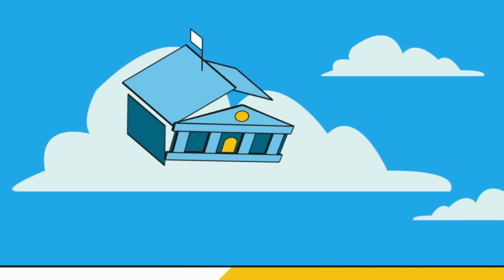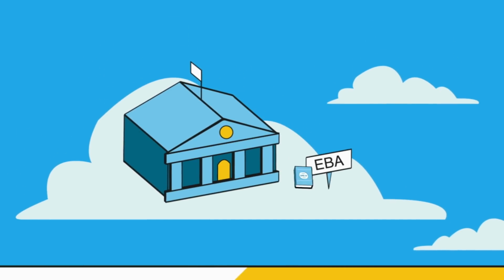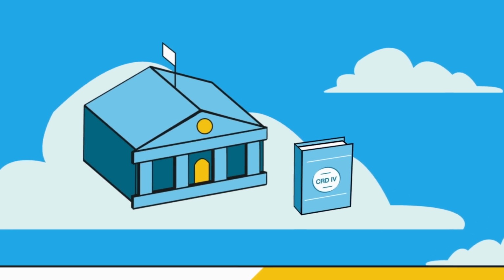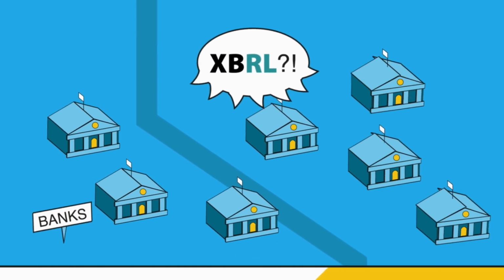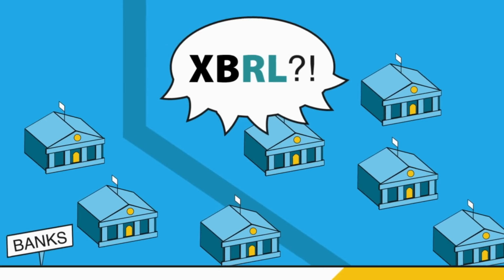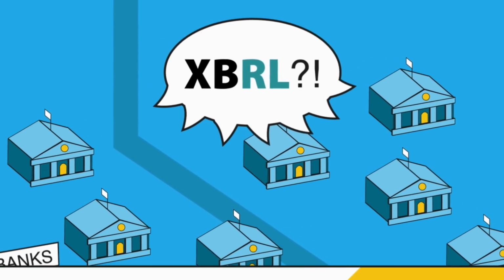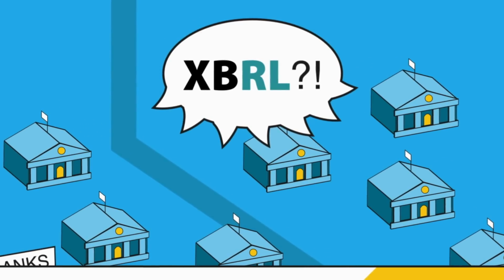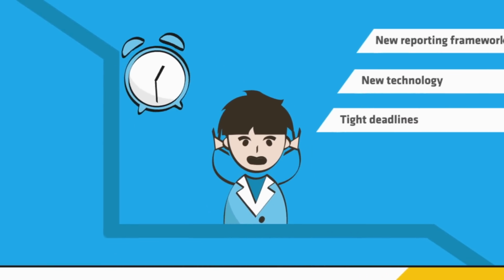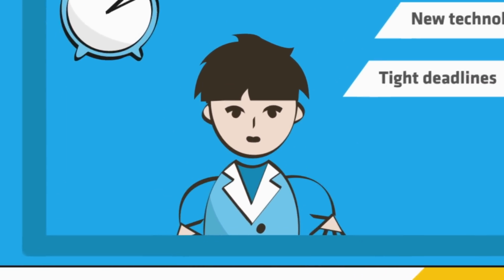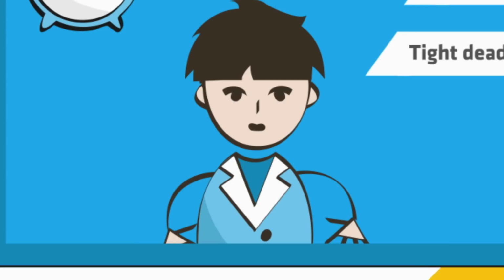And last but not least, the harmonizing effect of CRD IV also has a significant technical impact. In order to get Europe's 8,300 financial institutions and 32 national competent authorities to all speak the same language, the EBA has chosen XBRL as a standardized reporting format. New reporting framework, new technology, tight deadlines. Don't worry, wherever you are right now, there is technology available to get you where you need to be, and on time.